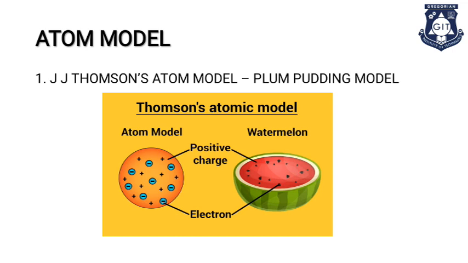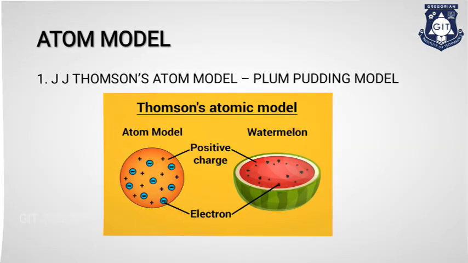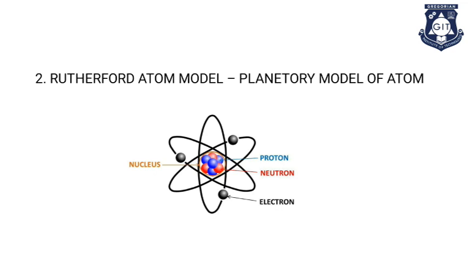The very first atomic model was proposed by J.J. Thomson, and the atom model was named plum pudding model or the watermelon model. As the name suggests, the watermelon model of J.J. Thomson is very similar to the picture shown. Here, the red edible part of the watermelon can be compared to the positively charged particles in an atom, and the non edible black seeds in a watermelon can be compared with the electrons or the negatively charged particles in an atom.